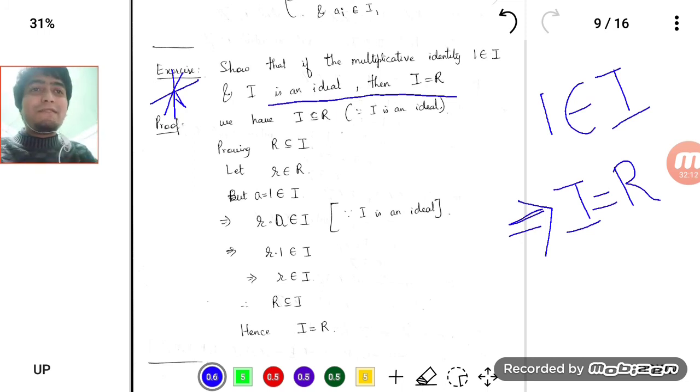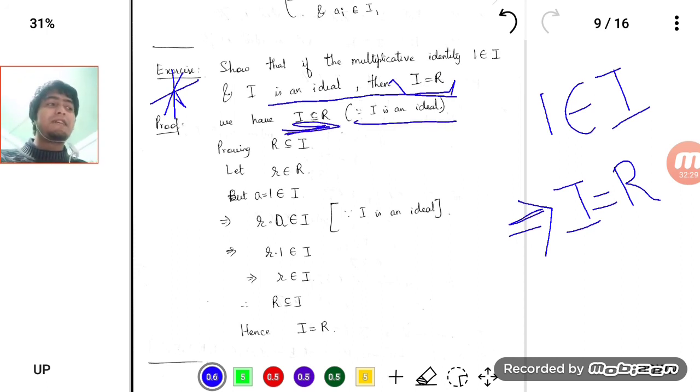So the proof is very simple. We have I, which is a subset of R. If we need to show that I equals R, because they are sets, we have to show that one is a subset of the other and the other is a subset of the first one. Okay, so I is a subset of R. That is indeed true because I is an ideal. Now we just need to show that R is a subset of I, that r belongs to R.